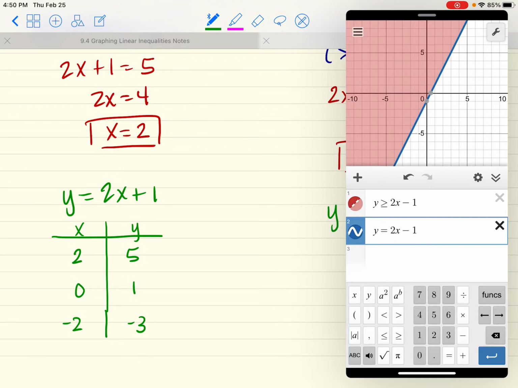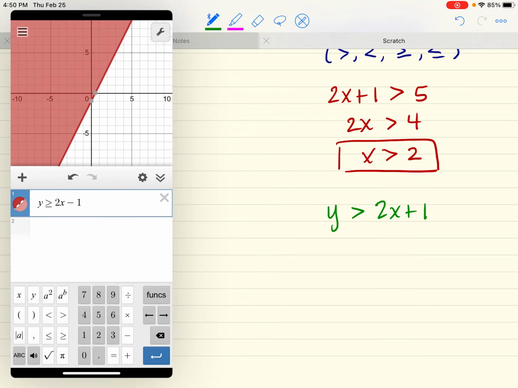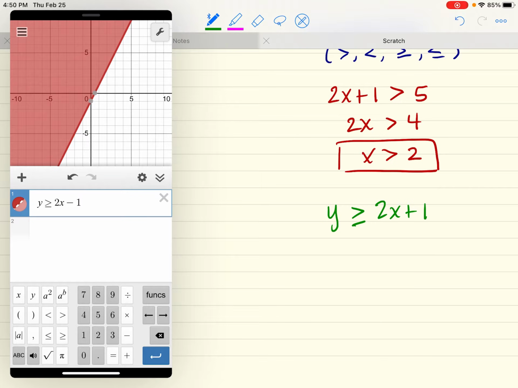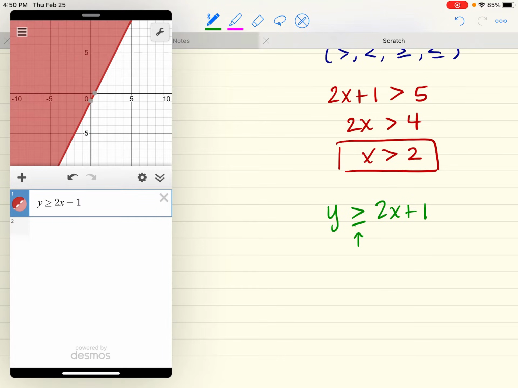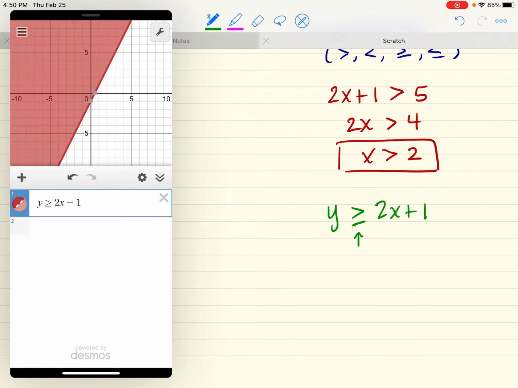So that's there, but notice now we have this shading happening. That's because not only are the points on the line solutions, but now all of the points that are above that line are solutions as well. I'm going to compare this to equal to for a second here. If it's equal to, then just like the equation version, all the points on the line are solutions, but now all the points above the line too.